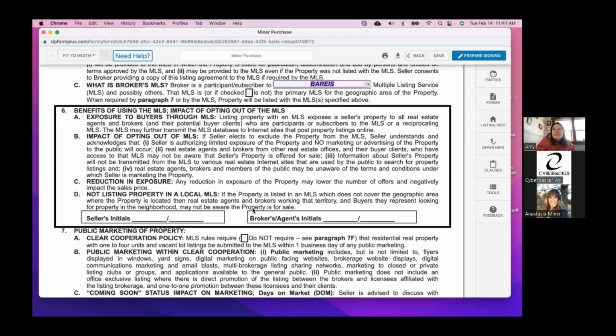Here are the impacts. Keep in mind, if our MLS has a clear cooperation policy, and that property is located in one of those, you may not market that property off the MLS to the public in any way, shape, or form. You can only market that property to other agents inside your brokerage. That is it. No for sale sign, no coming soon signs, no mailers going out, no talking about it with other agents, no posting it on social media. So if it's not in the MLS, you cannot market that property for sale to the public. So that's the impact of opting out of the MLS.